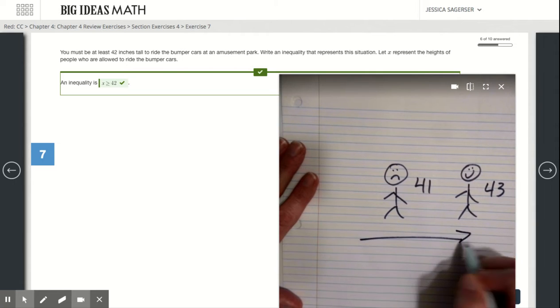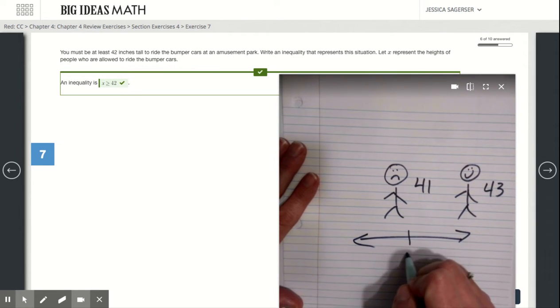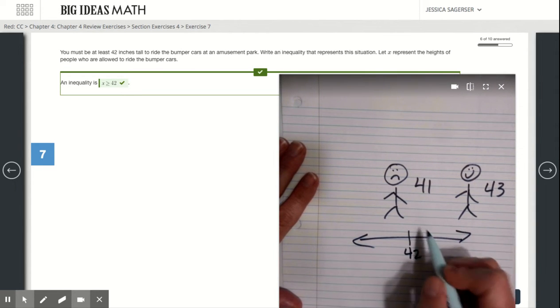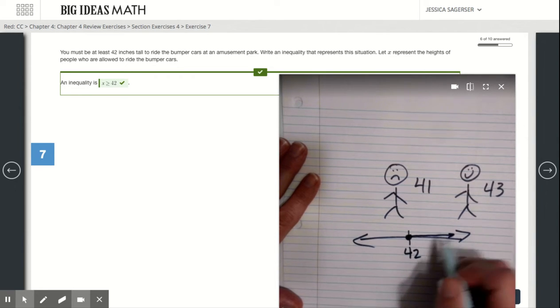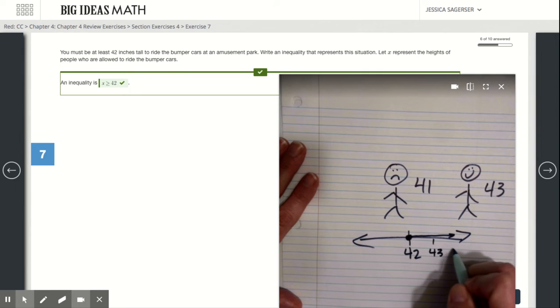So our inequality would look like here at 42. If you're 42 inches, you can ride it as well. So we're going to have a closed circle. Any number greater than that, you can ride. If you're 43 or 44, you are a happy camper. You get to ride the bumper cars.